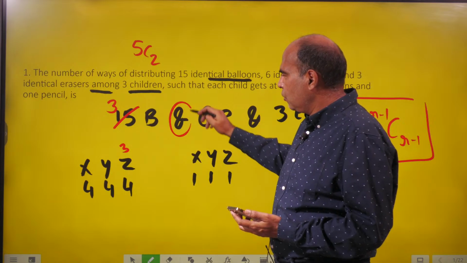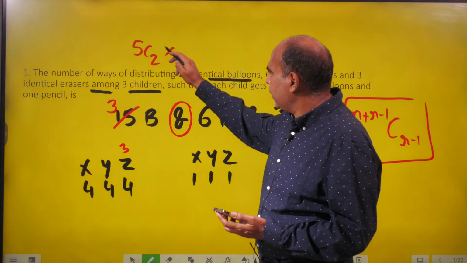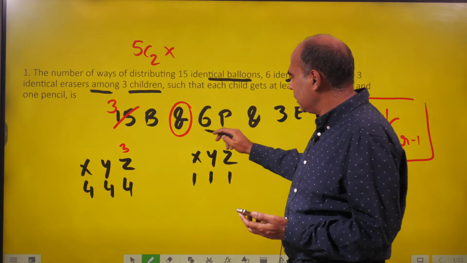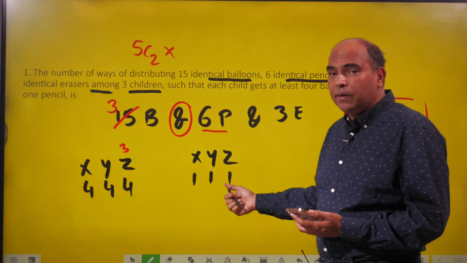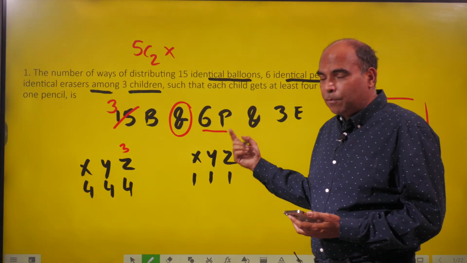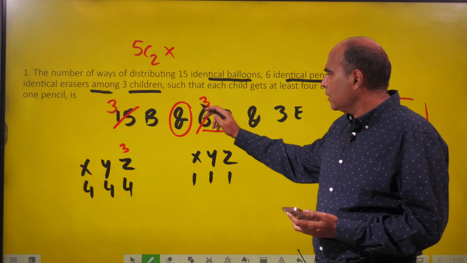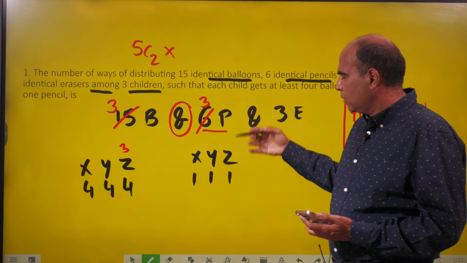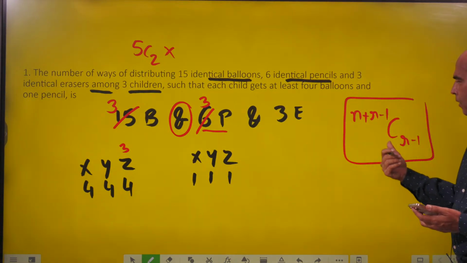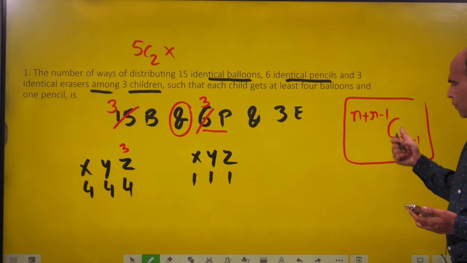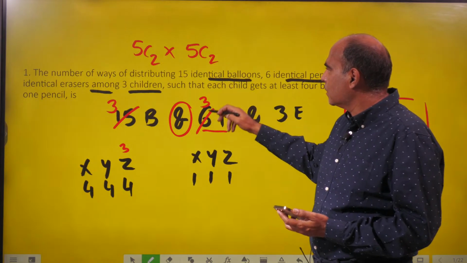And there's an 'and': you have to distribute the balloons and the pencils and the erasers. So there will be a multiplication. You are distributing 6 pencils amongst 3 people. If there was no constraint, this would be n 6 and r 3. But because there's a constraint of minimum 1 pencil to each person, you effectively again have only 3 pencils given to 3 people. So that again gives you, with the n plus r minus 1 C r minus 1 formula, n 3 and r 3 gives you 5C2 again. So you've got 5C2 ways of distributing the pencils.